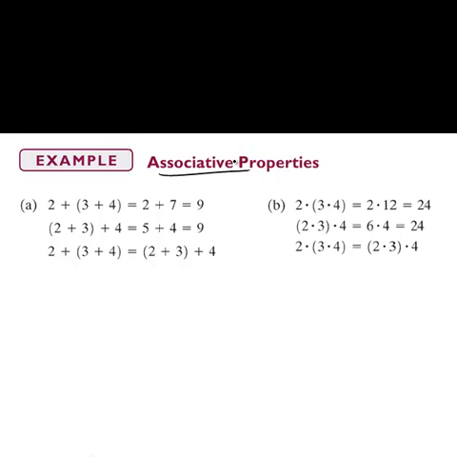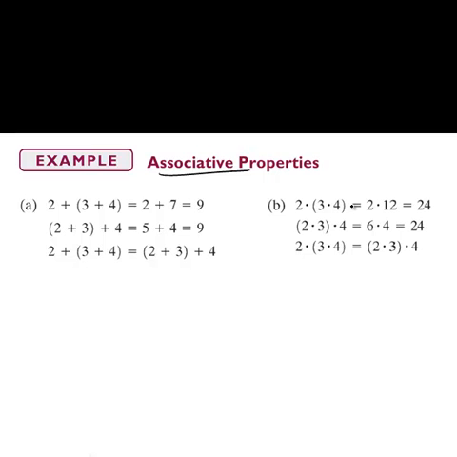Now, associative doesn't mean that you can actually swap the order of the numbers. This still preserves the order of the numbers. It just means that you can add any two of the three numbers first and then add the other number, and you'll get the same result.